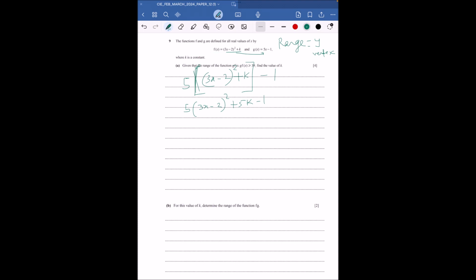So my vertex here will be, just showing you, 2 by 3 and 5k minus 1. So what do I need to do? I take this vertex, because we only need the range. So 5k minus 1 is greater than or equal to 39. So k will be 40 over 5, which is 8. So my k should be greater than or equal to 8. So k is 8.